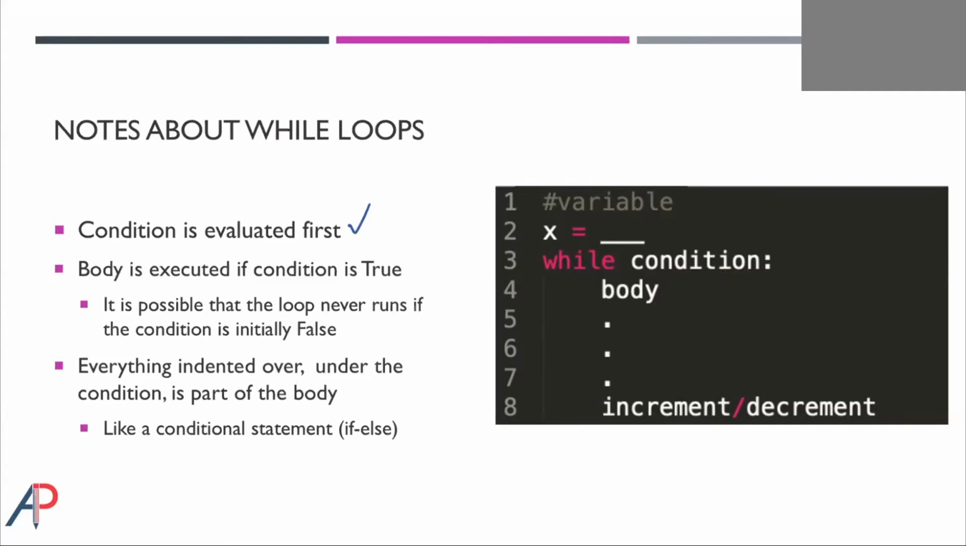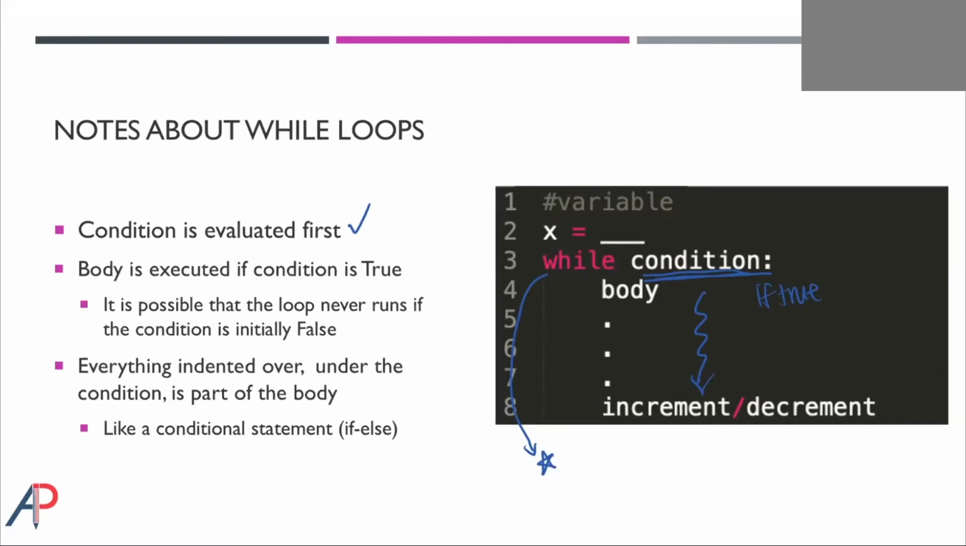The condition is going to be evaluated first. So it checks this condition. If it's true, then it'll run through the entirety of whatever's been indented over. However, if it's false, it'll skip past the body, the indented code block, and then move on to the next code block in the sequence.